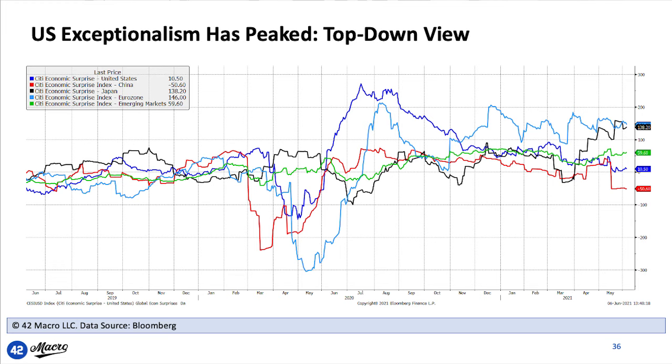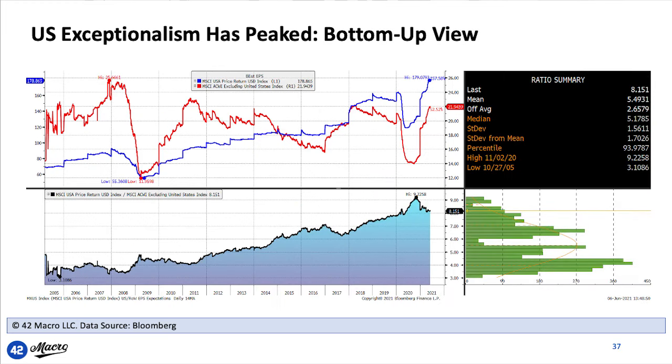When you look at it from a bottom-up perspective on slide 37, U.S. exceptionalism has peaked as well. So again, the top-down Citi economic surprises are saying U.S. exceptionalism has peaked. But then from a bottom-up perspective, what I'm showing here is the next 12-month earnings estimates for the MSCI USA index relative to the MSCI All Country World ex-U.S. index. So it's the ratio between those earnings expectations, and clearly the ratio peaked in the early part of this year. We're now decelerating on a trending basis.